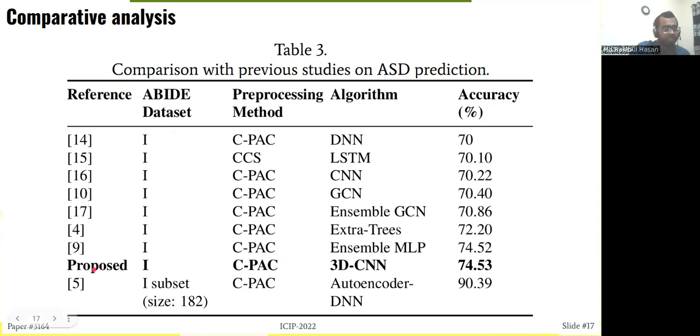Now, one particular study here, reference 5, showed around 90.39% accuracy, but they used only a subset of the ABIDE I dataset with a size of only 182. And remember, we used around 860 individuals, the full-scale dataset, whereas this particular reference used only a subset from one particular source, whereas we used data from all 17 geolocations of the ASD ABIDE I dataset. So of course this justifies their higher accuracy, because they used only a subsection of the dataset.